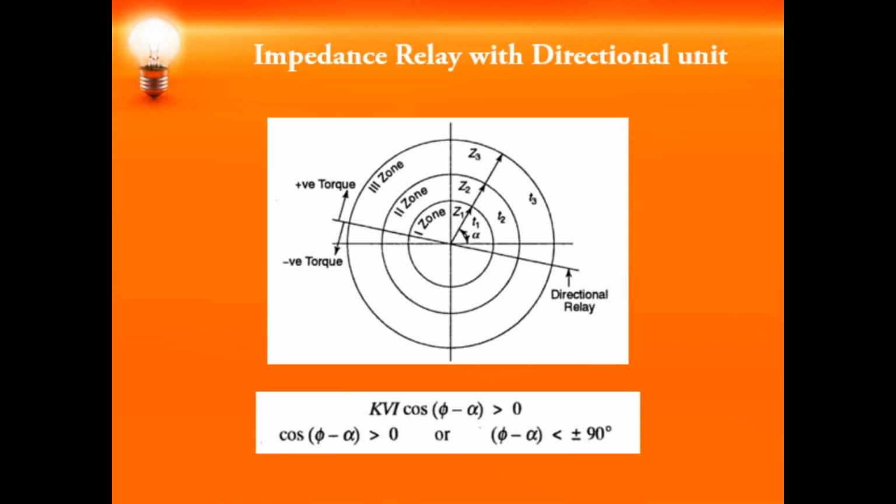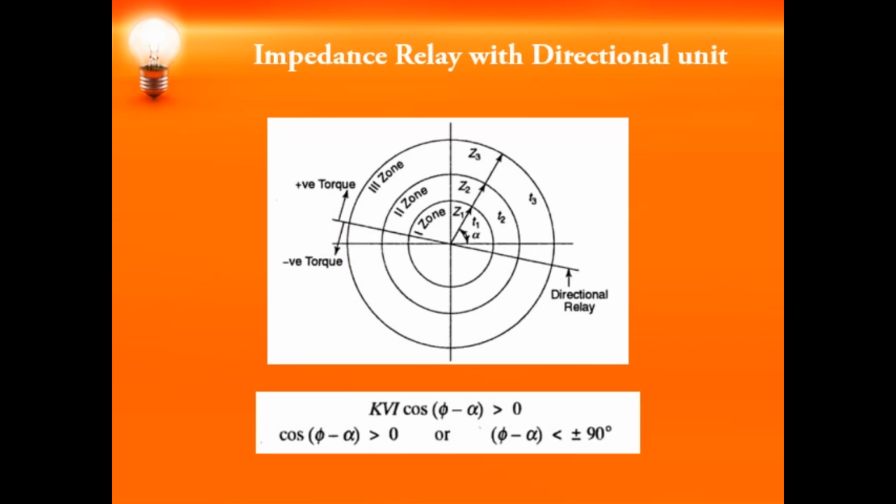So you can see its characteristics. Zone 1 impedance is Z1, zone 2 impedance is Z2, and zone 3 impedance is Z3. Along with it you have a directional unit. You can observe the directional relay characteristics here. It operates for positive torque, and this is the negative torque region.